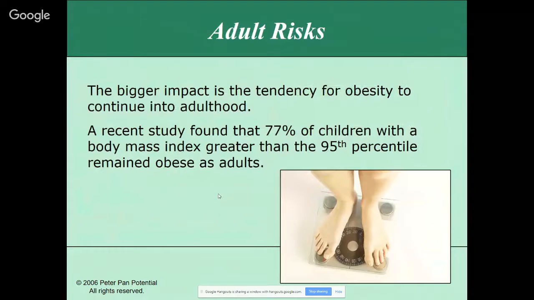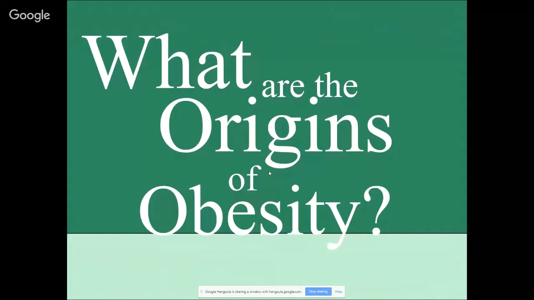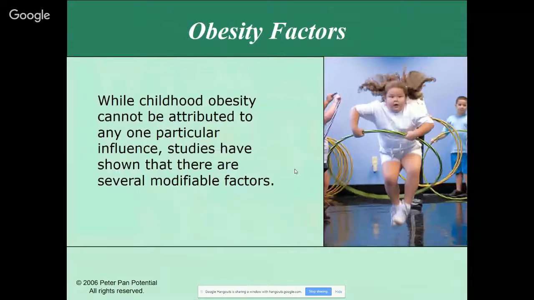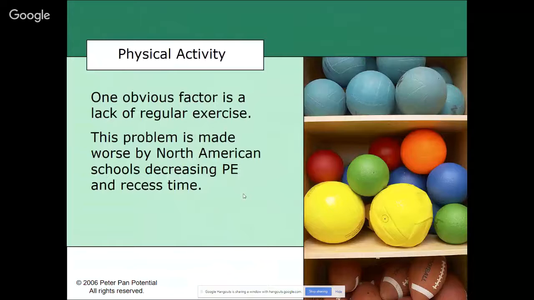The bigger impact is the tendency for obesity to continue into adulthood. A recent study found that 77% of children with a body mass index greater than the 95th percentile remained obese as adults. So what are the origins of obesity? While childhood obesity cannot be attributed to any one particular influence, studies have shown that there are several modifiable factors. So, one's physical activity.